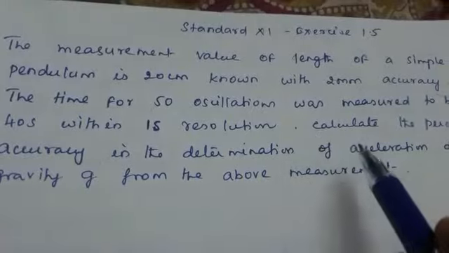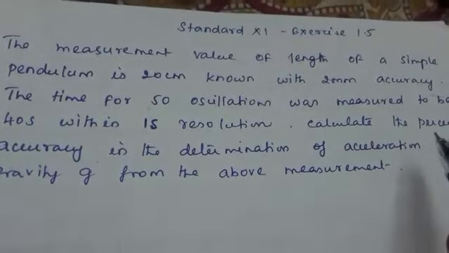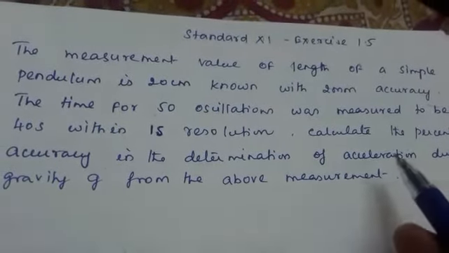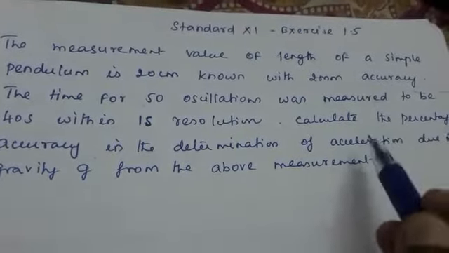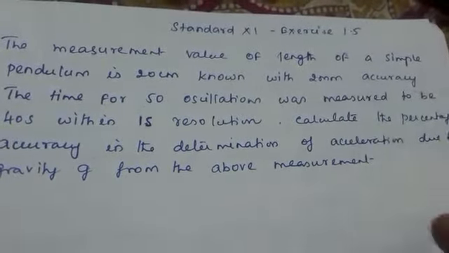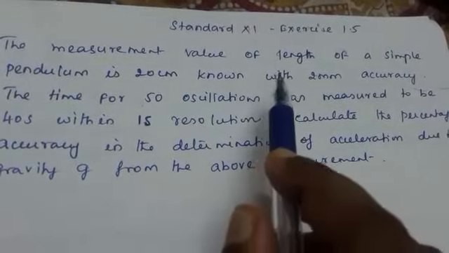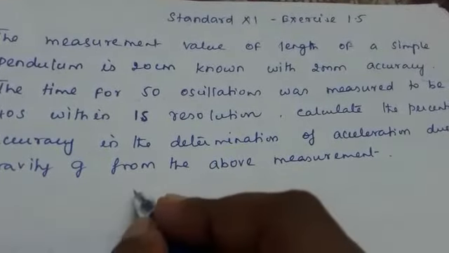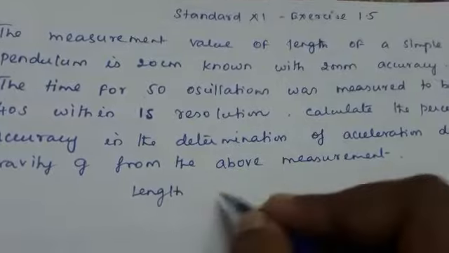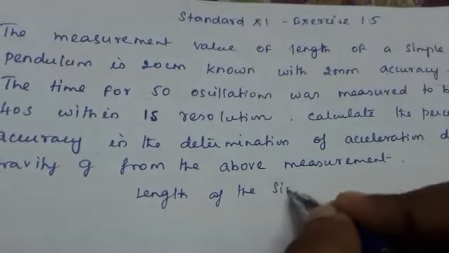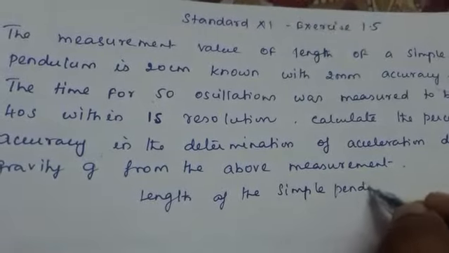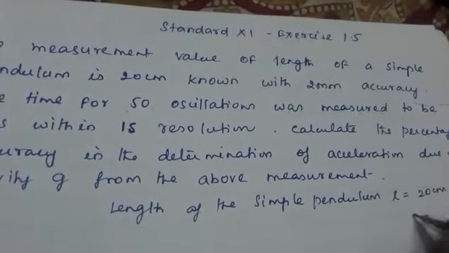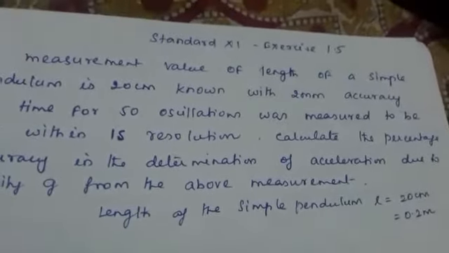Now here what you have to calculate is the percentage accuracy in the determination of acceleration due to gravity. So you have to use the formula for acceleration due to gravity of a simple pendulum. For that, what is given here is the length of the simple pendulum, L. L is given as 20 centimeter. If you write it in terms of meter, it is 0.2 meter.